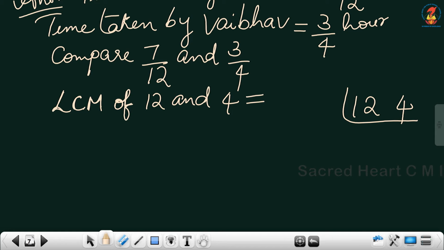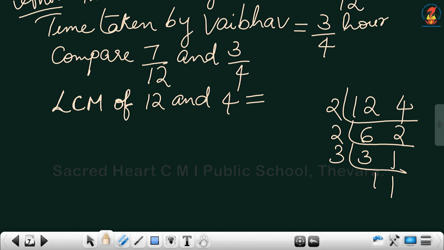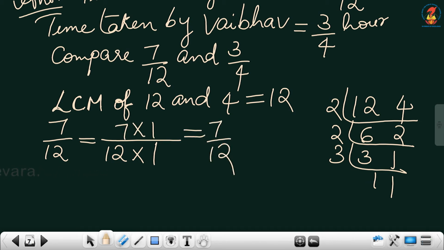Do the LCM in your working column. So 2, 6, 2, then 2, 3, 1. So what is the LCM you got? 2 2s are 4, 4 3s are 12. So you got the LCM as 12. Now you write the first fraction, 7 by 12. 12 into which number gives the answer? 1. So 7 into 1. What is the answer? 7 by 12.